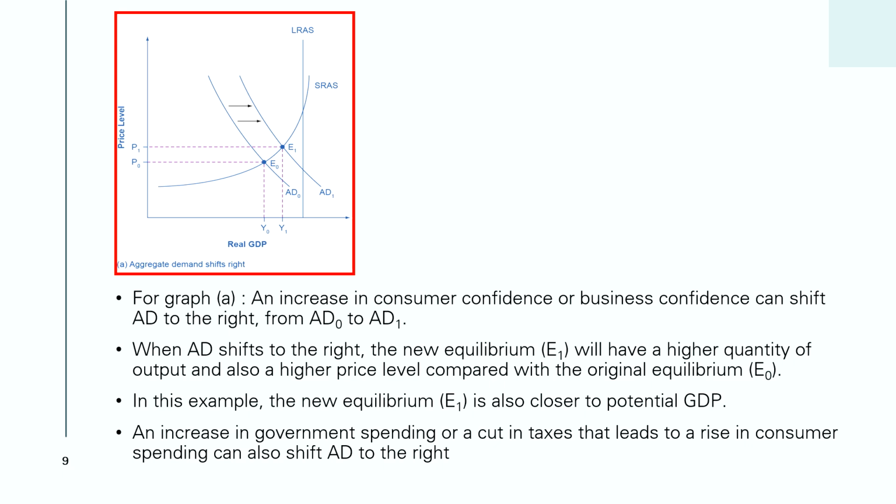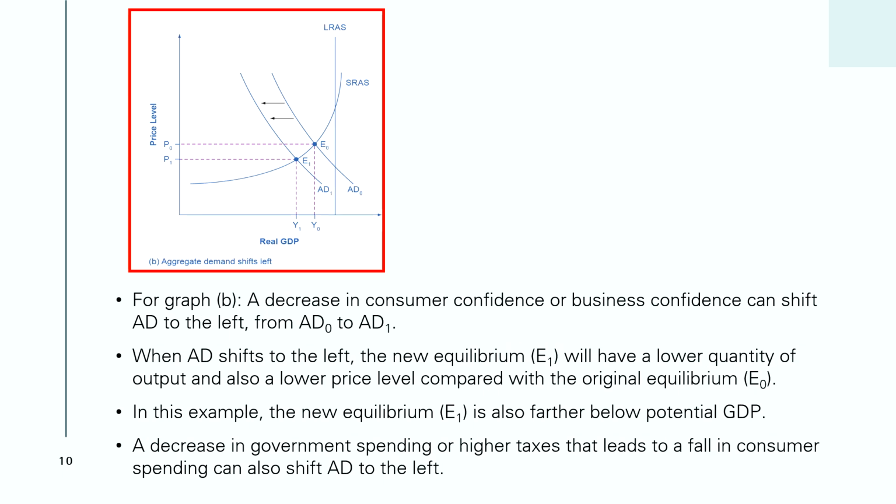At the new equilibrium, both real GDP and the price level are higher, meaning the economy expands and inflation rises. The new equilibrium is also closer to potential GDP, which indicates a stronger economy. A similar rightward shift would occur if the government increases spending or cuts taxes in a way that stimulates additional consumption.